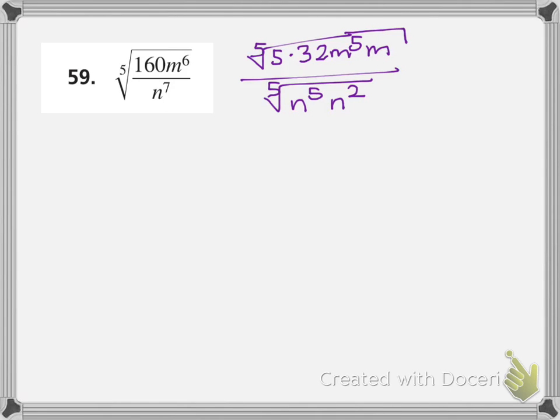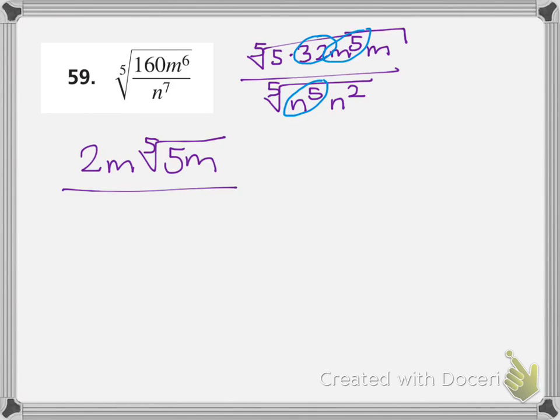So I know that this will come out: the m to the 5th, the 32 will come out as 2, and then this will come out as well. So let's rewrite this. I now have 2m fifth root of 5m, all over n times the fifth root of n squared.